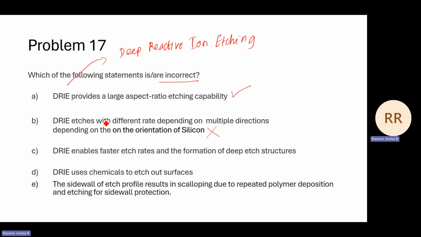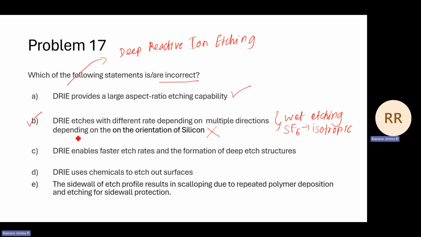This kind of orientation dependent etching will happen only in the case of wet etching processes, not in dry etching, because the reactants that are used in dry etching do not have any orientation dependent sensitivity. Generally we use SF6 for etching silicon. That is an isotropic etchant, so it will etch equally in all the directions. It does not depend on what orientation the silicon is. Okay, so this is one of the incorrect statements.